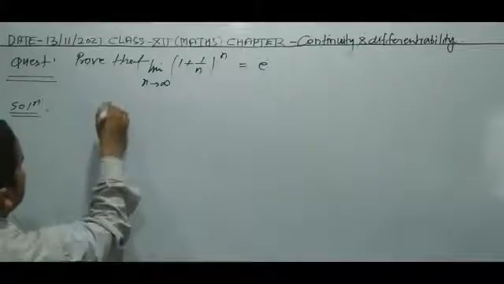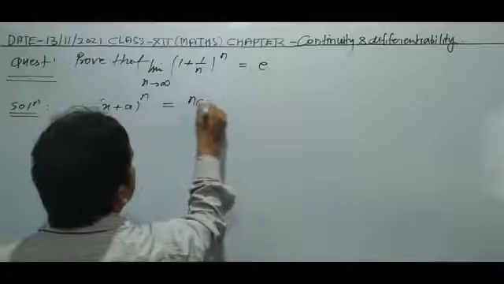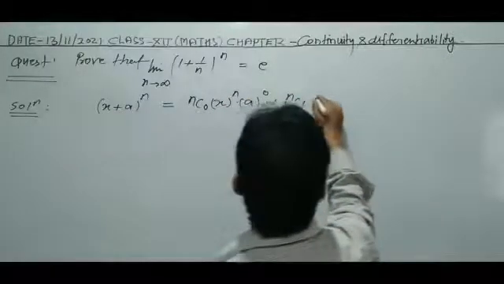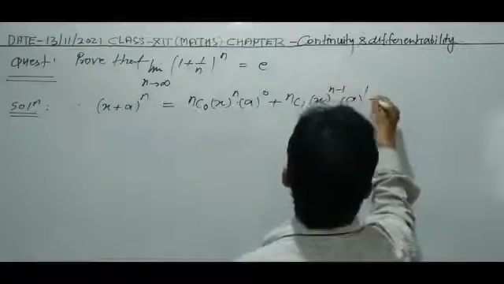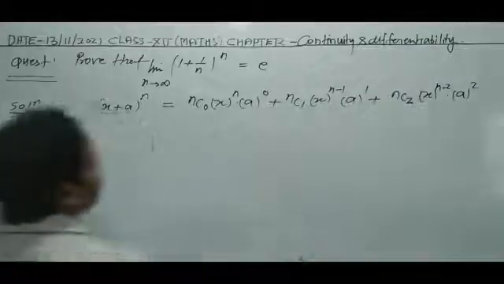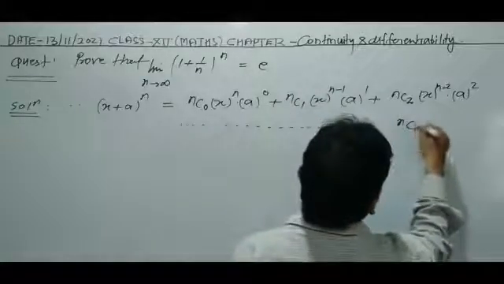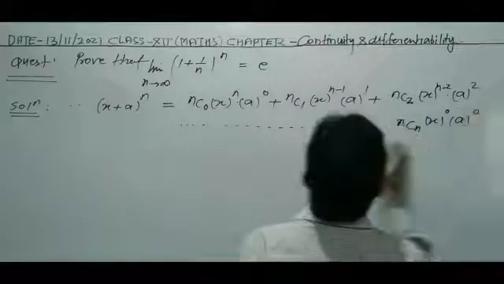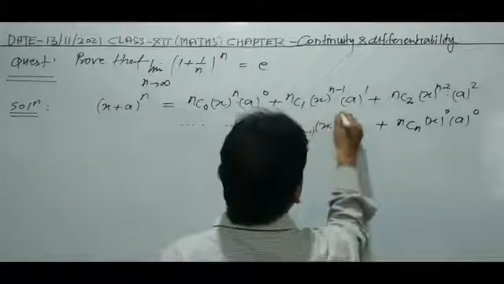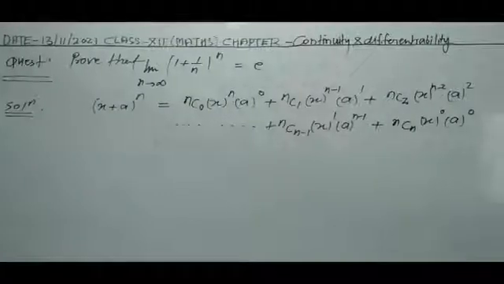Since for the expansion of (x plus a) to the power n, we know: nC0 x to the power n into a to the power 0, plus nC1 x to the power n minus 1 a to the power 1, plus nC2 x to the power n minus 2 a to the power 2, up to nCn x to the power 0 a to the power n, and its preceding term is nC(n minus 1) x to the power 1 into a to the power n minus 1. Now this is the expansion.